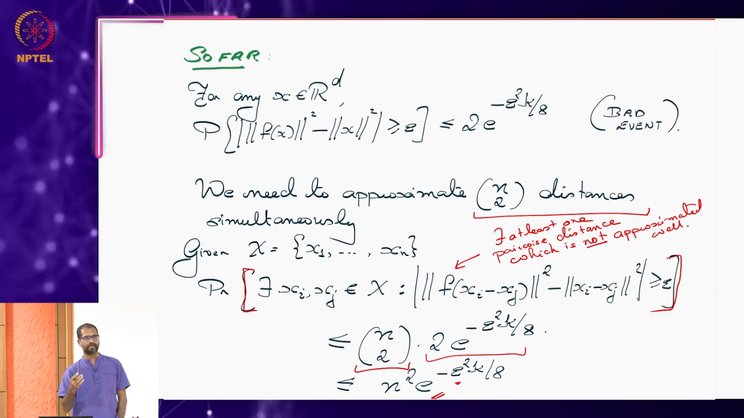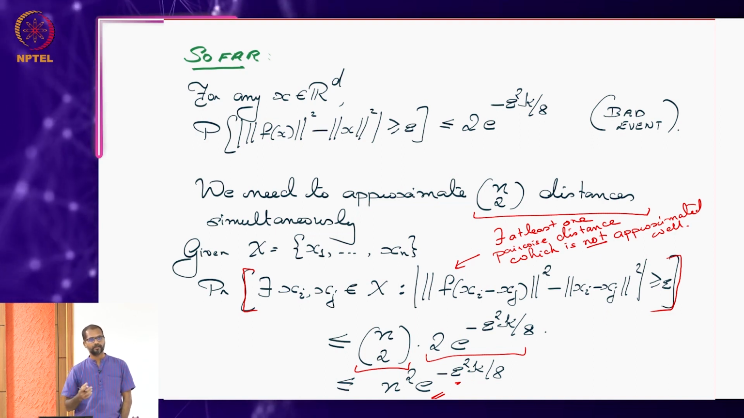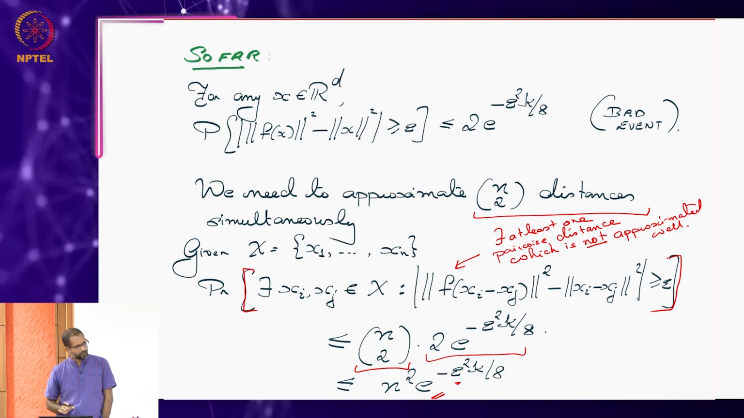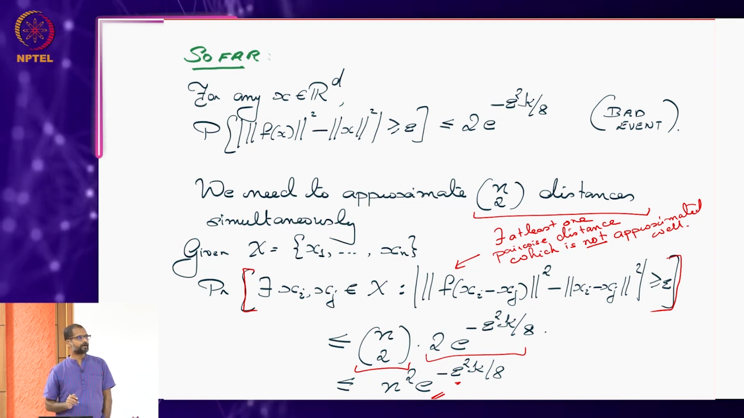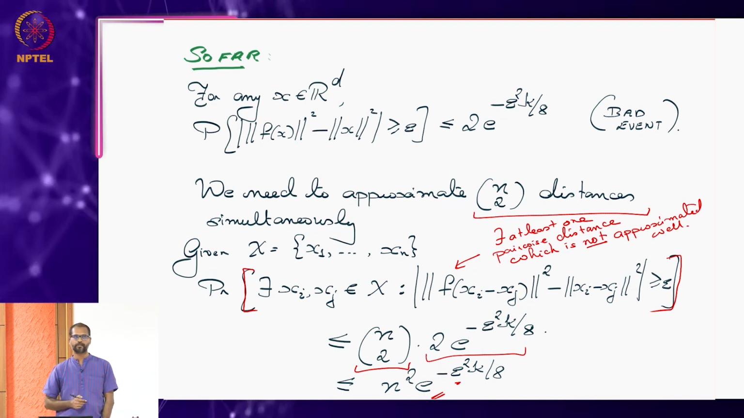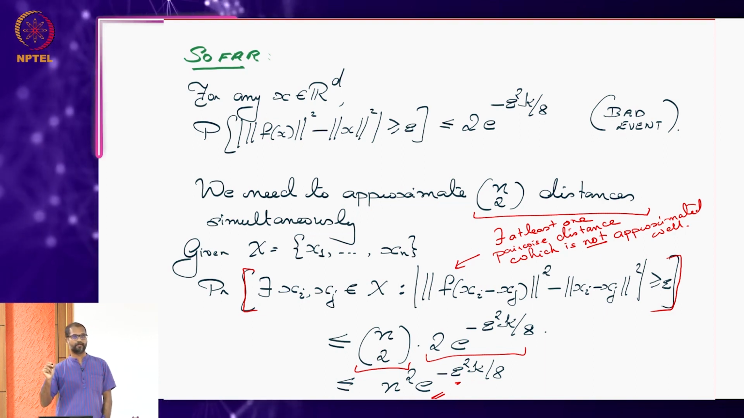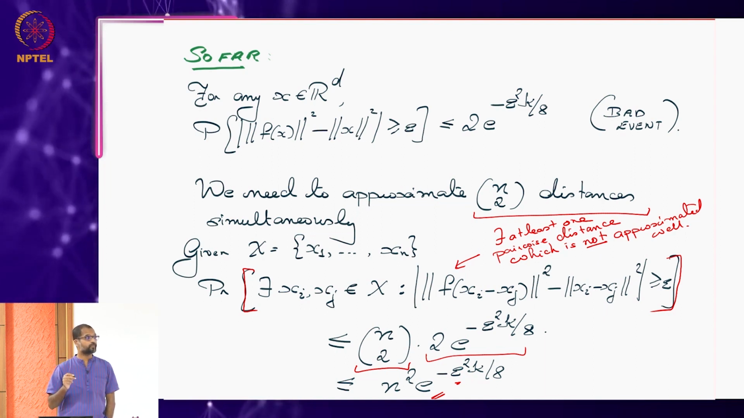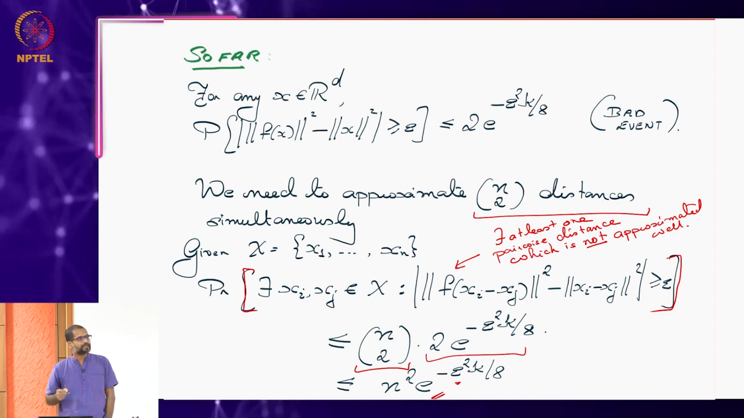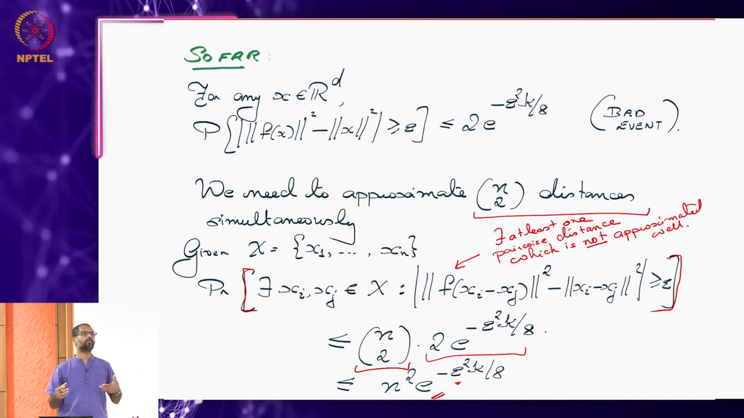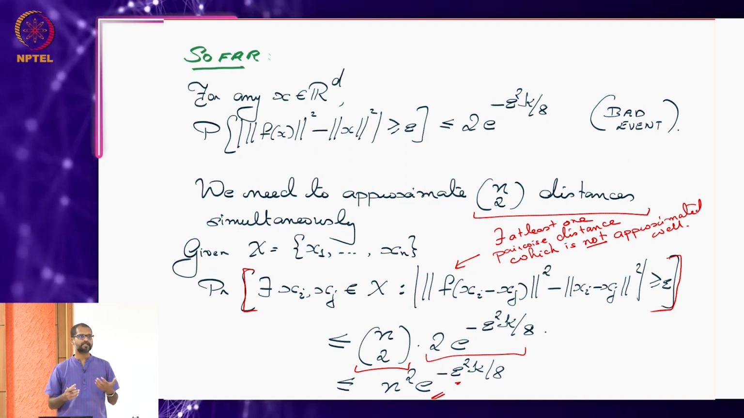e raised to log n is n; e raised to minus log n is 1 by n. Okay, 1 by n is a very small number, but it cannot cancel n squared. So, what should you do? You should try e raised to minus 2 log n. That is 1 by n squared, which will cancel this n squared, but it will still leave a 1. Probability of 1 is still large.